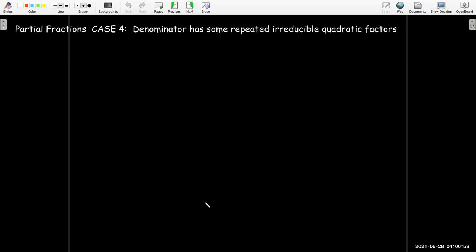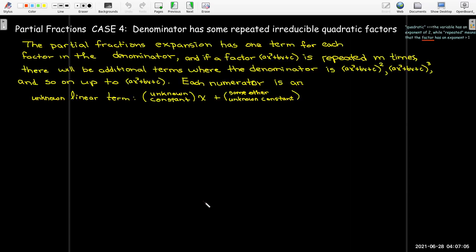So our final and fourth case is where we have some repeated irreducible quadratic factors. And so really it's the same philosophy as when we had repeated linear factors. If ax squared plus bx plus c is repeated m times, then I'm going to get a term in the partial fraction decomposition whose denominator is each power of that factor up to ax squared plus bx plus c raised to the power of m. And then for each quadratic denominator, the numerator is going to be linear. It's going to be a constant times x plus some other constant.